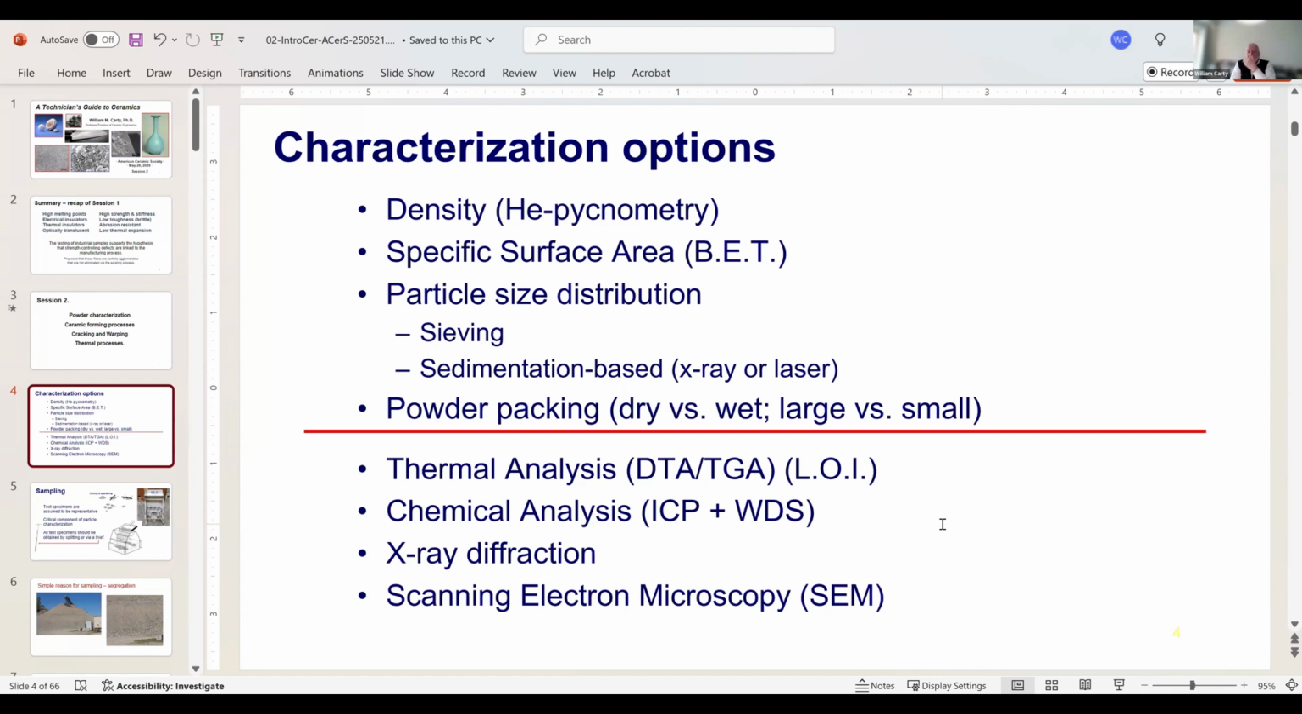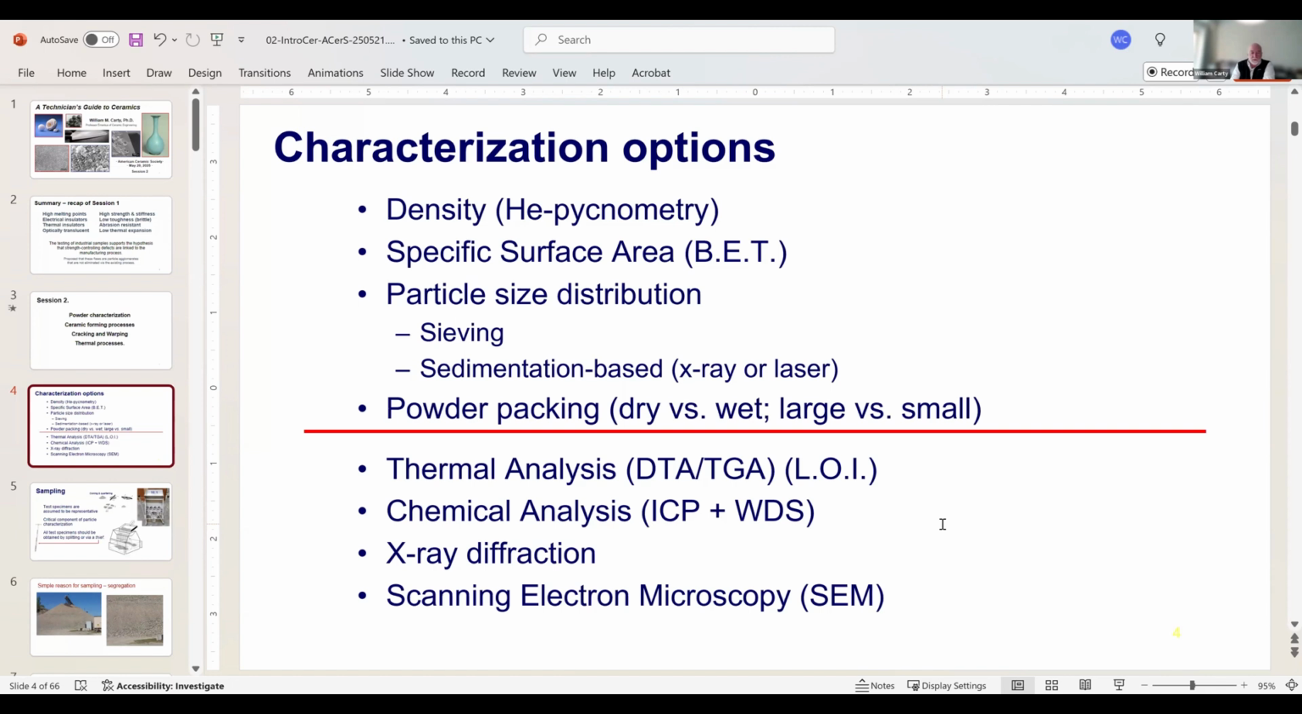Okay, so density we get through a pycnometer method. We'll walk through that. Specific surface area through nitrogen adsorption. Important for small particles, not particularly important for coarser particles. And then the particle size distribution, and we'll go through sieving and sedimentation-based measurement devices, or scattering in the case of laser, and then powder packing and how powder packing works. The four listed at the bottom, I don't go into today.